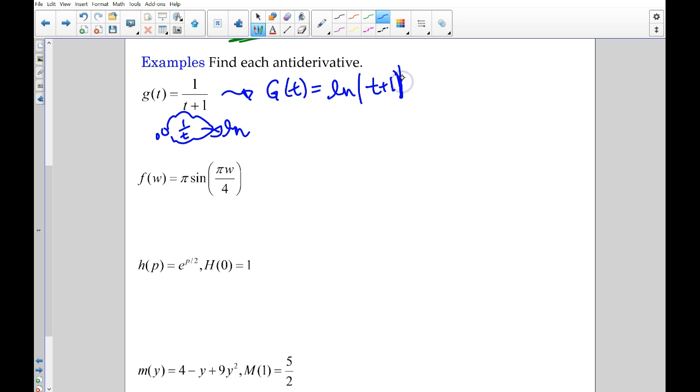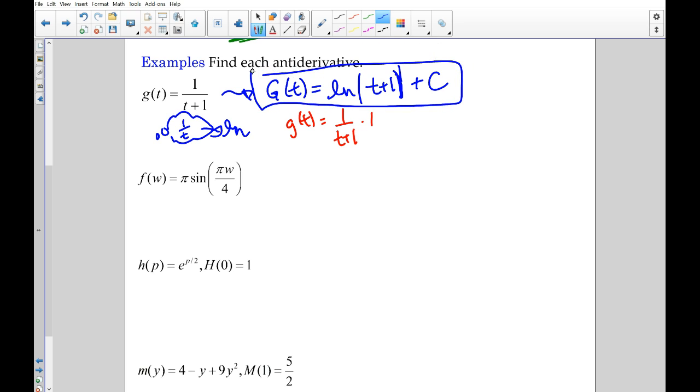We can differentiate this to check. If I differentiate, g of t is equal to 1 over t plus 1 times the derivative of the input, which is just 1. So I think my formula for the antiderivative capital G of t holds, and then just make sure to include a constant if we're not given any initial conditions. So that's the antiderivative for the first one.